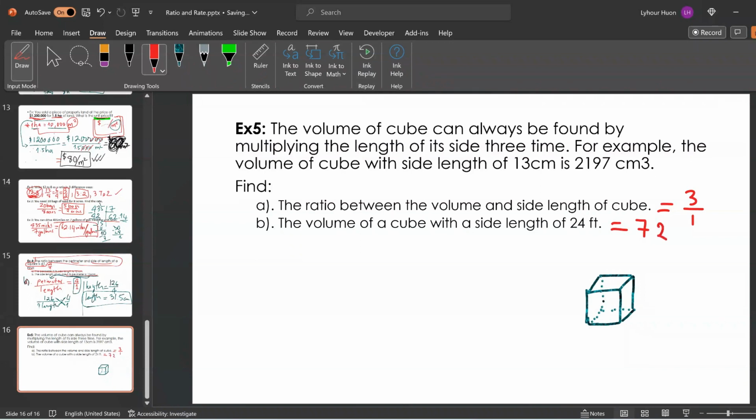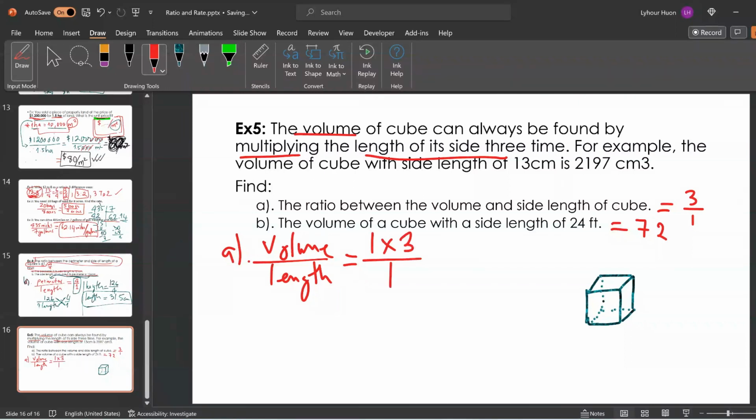So let's check A. The ratio between the volume over the side length. We know we can find the volume of a cube by multiplying the length 3 times. So volume is L times 3 over L, correct? So we can simplify the L, we get 3 over 1. So this is the ratio.